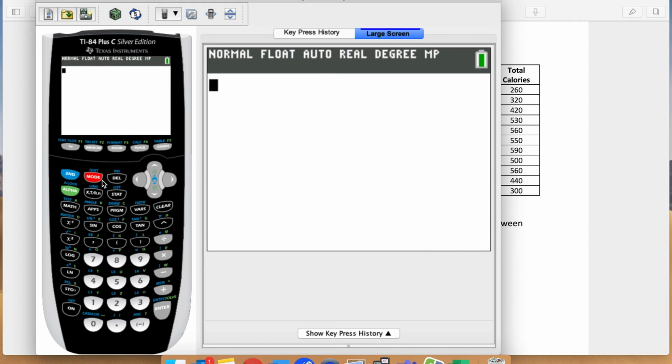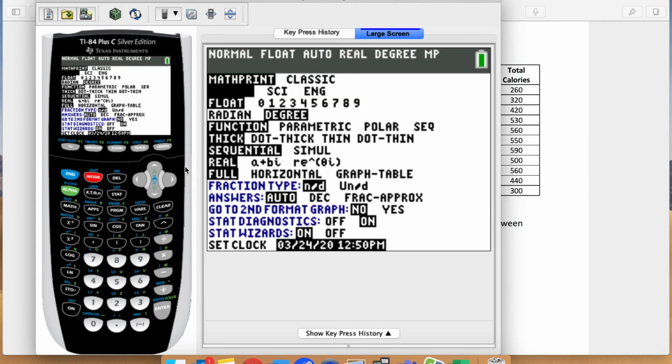The next thing we have to do is turn on what's called the diagnostic tool. This will be new for most people. There are two ways to do it. The easiest way is to go to mode. So click on mode.